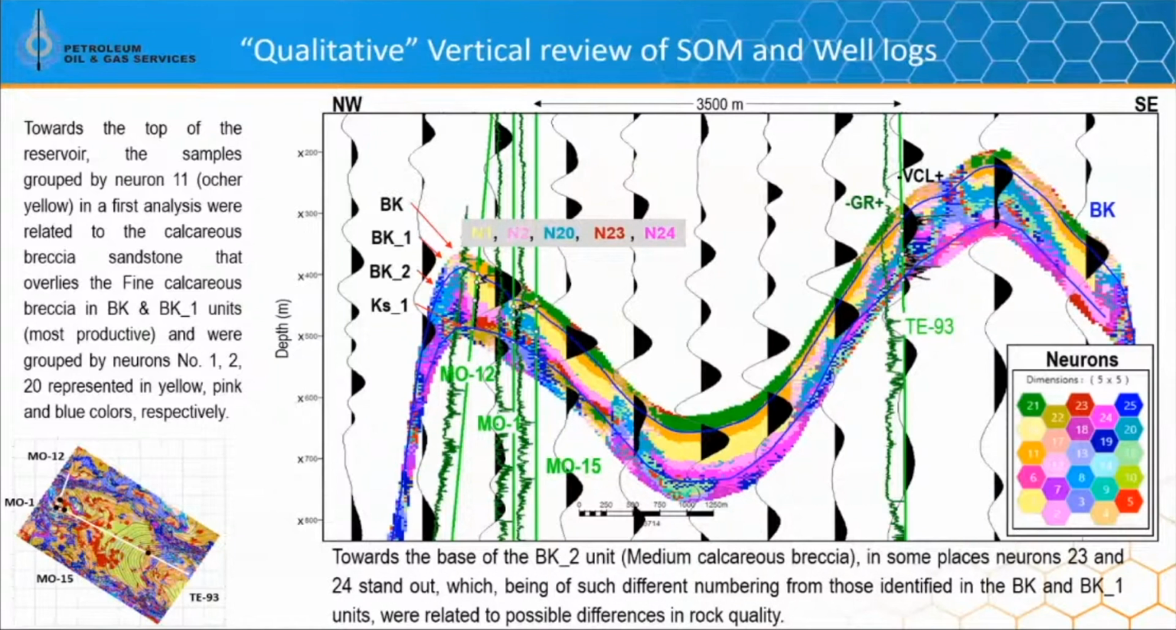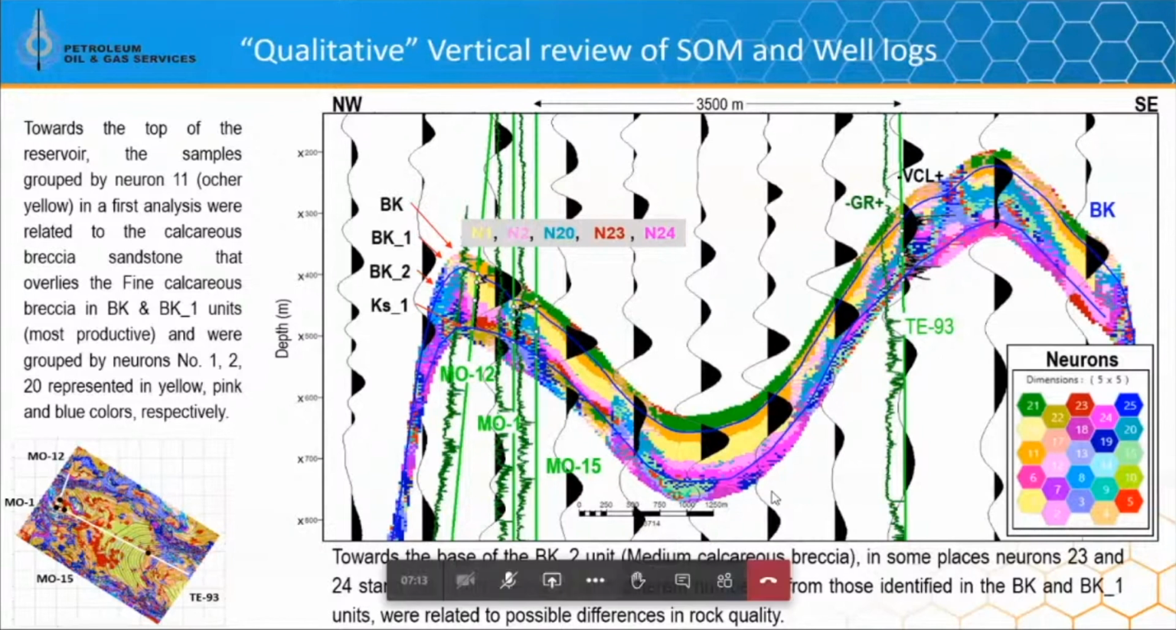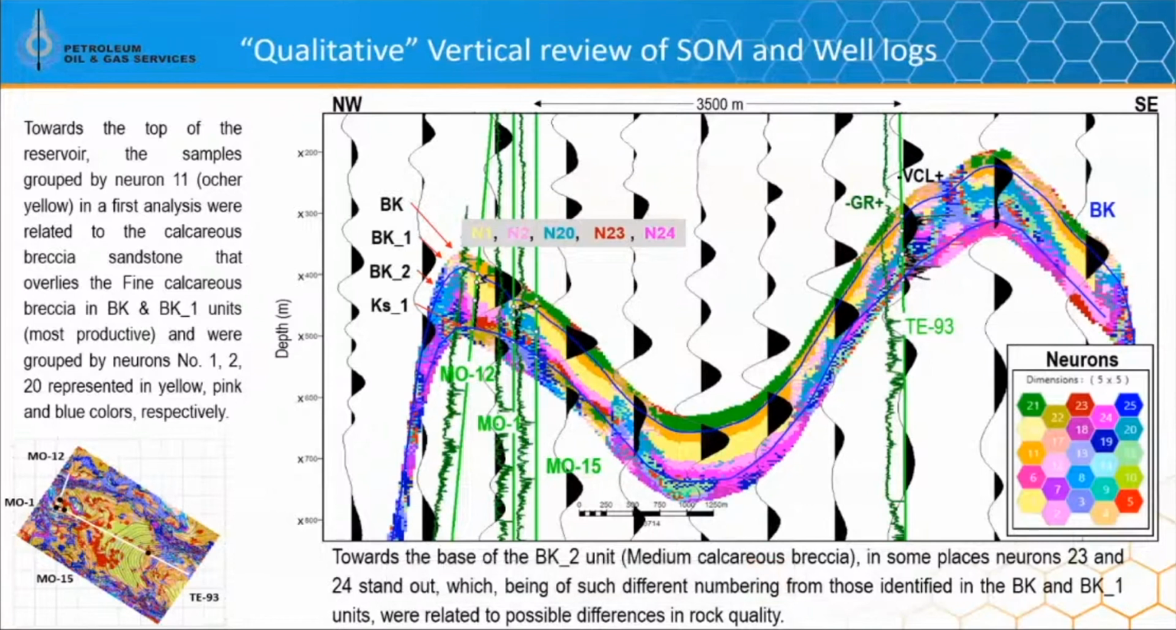Towards the top of the reservoir, you can see the samples grouped by neuron 11 in this yellow and ochre yellow color. In the first analysis, these were related with calcareous sandstone that overlies the fine calcareous breccia in this Cretaceous section. The units that are the most productive, BK and BK1, were grouped by neurons 1 and 2, the yellow and the pink that you can see in this section.